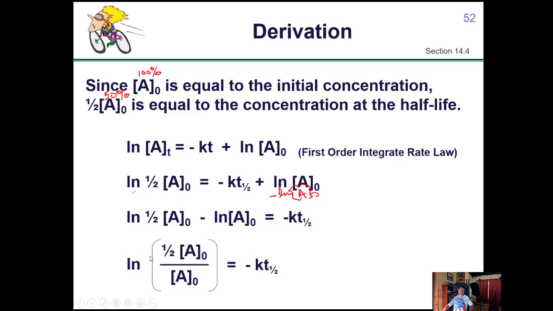I'm going to go ahead and use my log rules. I can now express this natural log of 1/2 A0 minus the natural log of A0 as a ratio of the two, A0 over A0, and you can probably guess what's going to happen. Anything divided by itself is going to equal 1. That's going to give me the natural log of 1/2 is equal to minus kt 1/2.